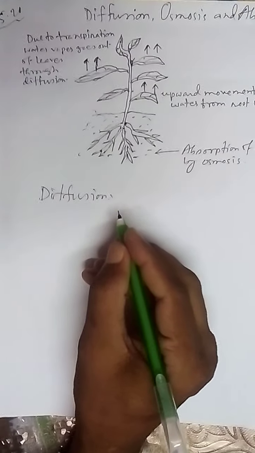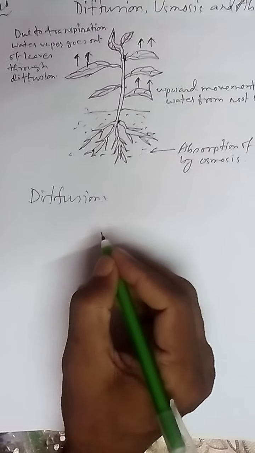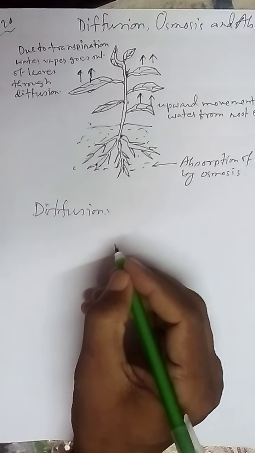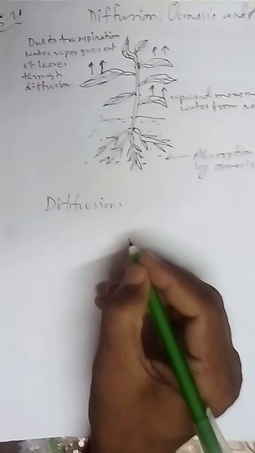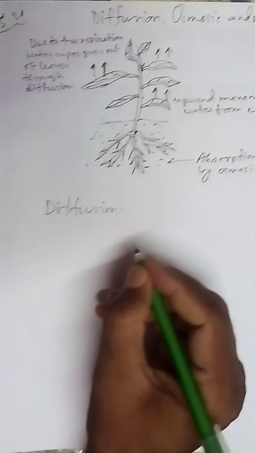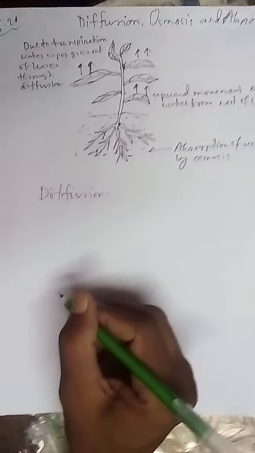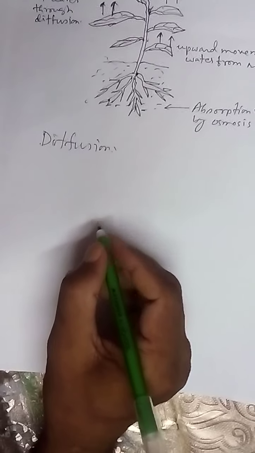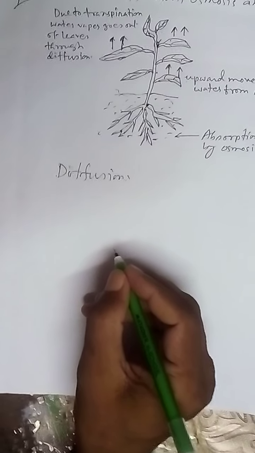For example, if you drop some scent or attar at the corner of our room, it spreads all around the room. It happens due to diffusion. To understand the meaning of diffusion properly, we can do an experiment. To do the experiment we need some requirements.